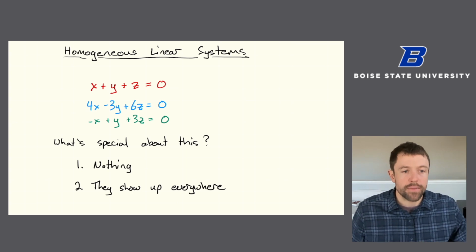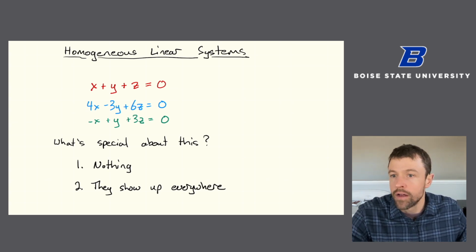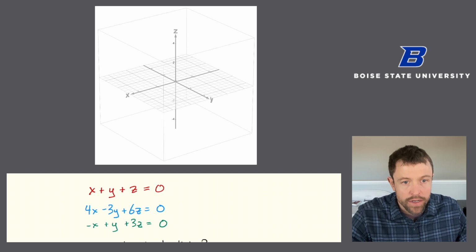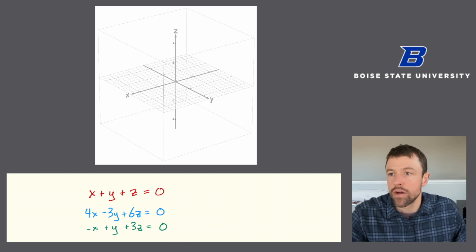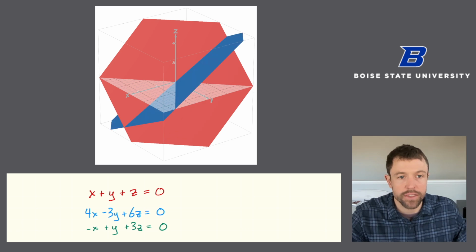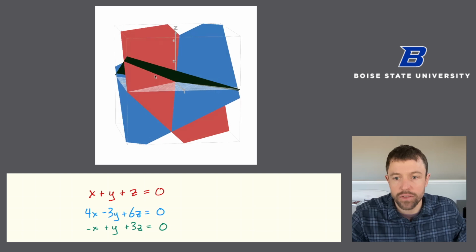But there's one other thing that's special about them, and in order to see this, I want to flip over to a 3D graph. So let's look at our system right here, and I want to put this onto a 3D graph. So x plus y plus z equals 0 now shows up in red. 4x minus 3y plus 6z equals 0 shows up in blue. And minus x plus y plus 3z equals 0 shows up in green. Now, if we look at this, we can see that there appears to be a solution to this system and draw it in.